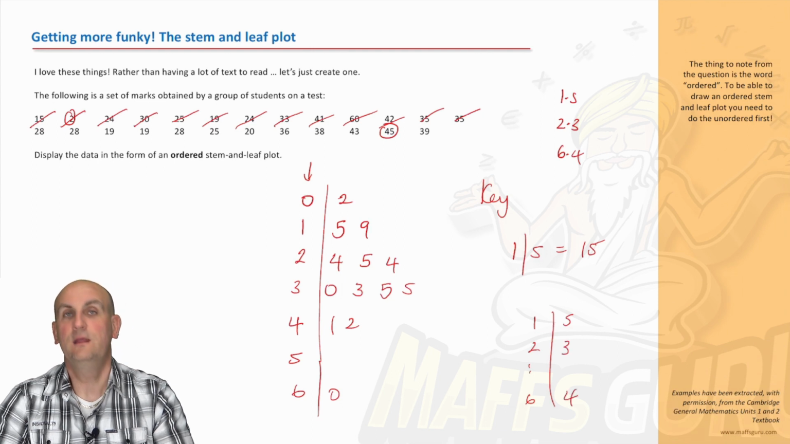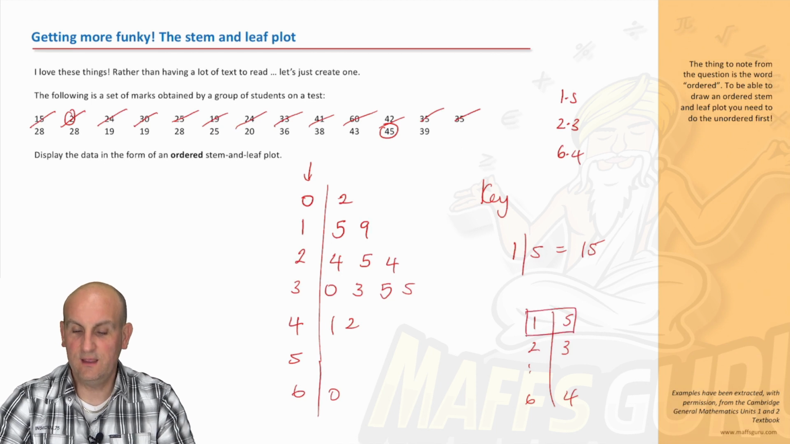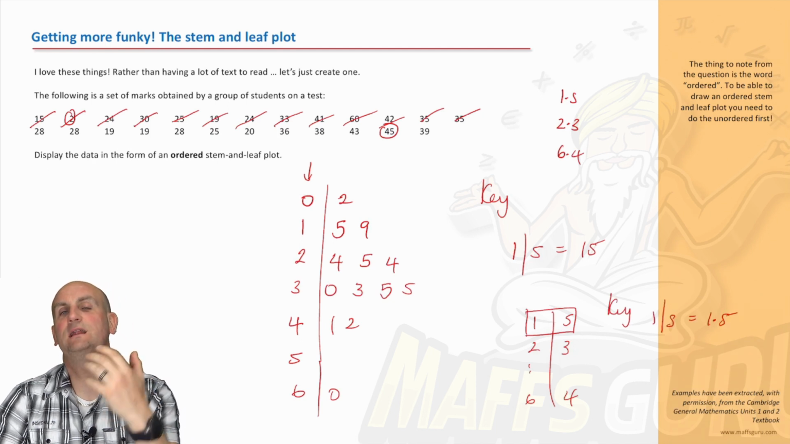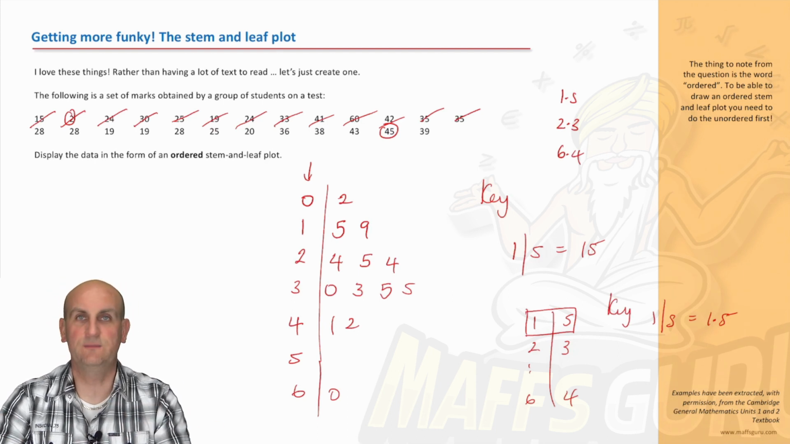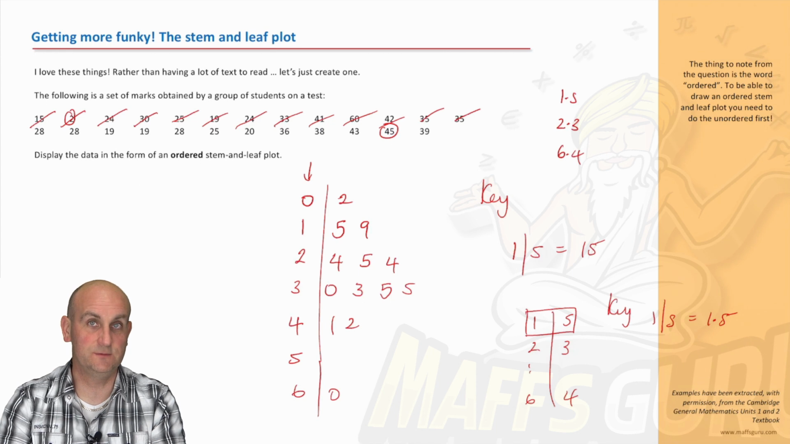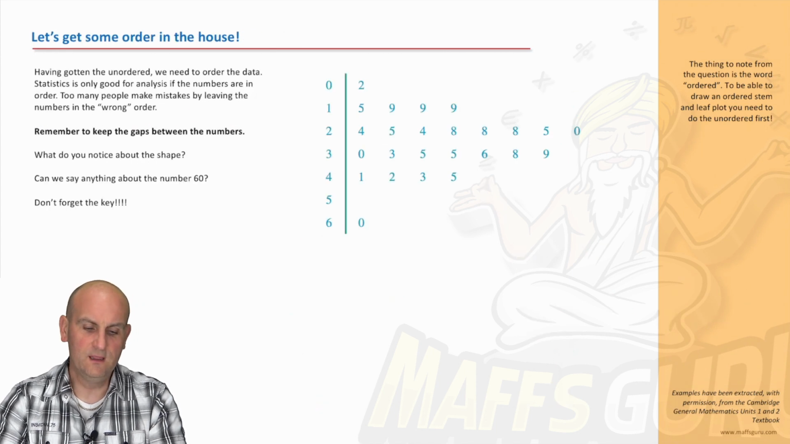Now again, in that situation, you wouldn't want to be reading this value here as 15. So when you write your key, you write 1 | 5 equals 1.5. That's effectively telling you and the rest of the world who's looking at your stem and leaf diagram, hold on a moment, I'm dealing with decimals in this situation. Make sense? All right, so here we go.